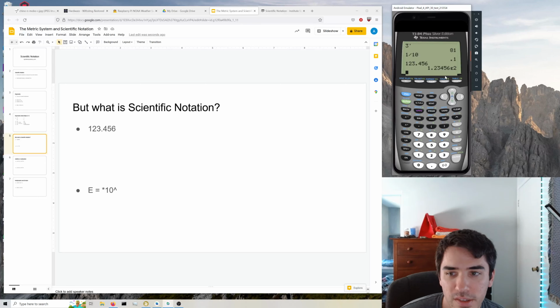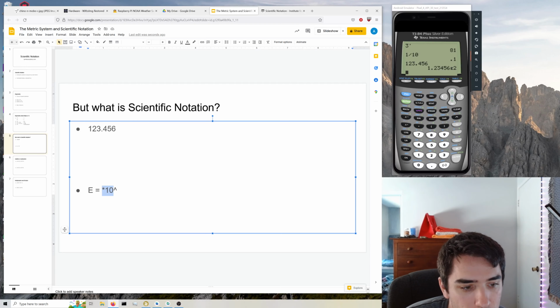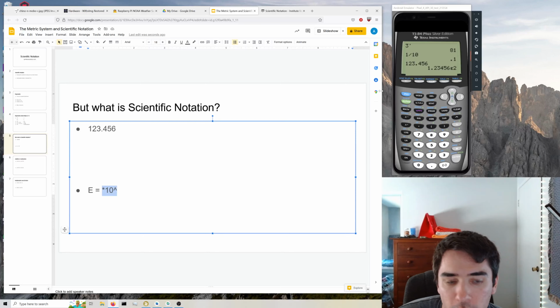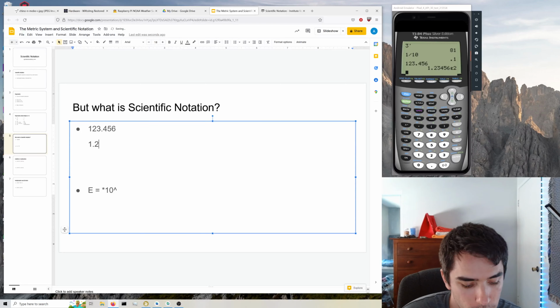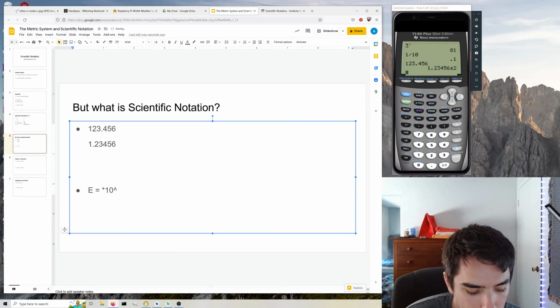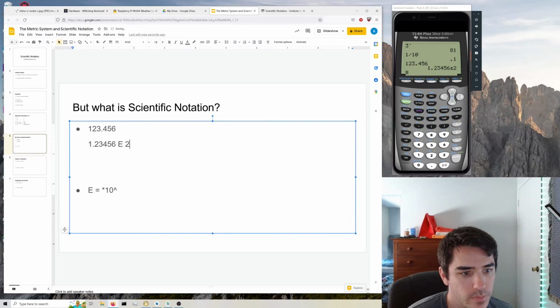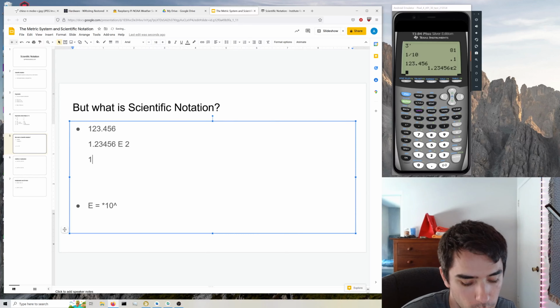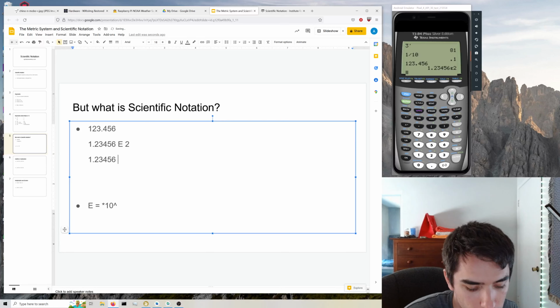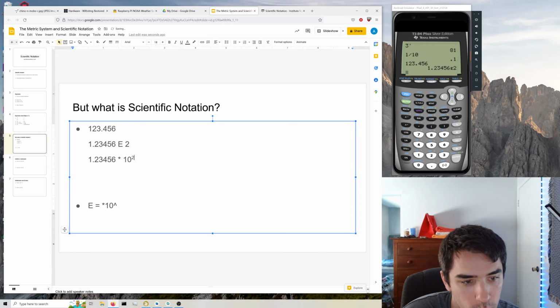You might be asking, what is E? Well, E just represents times 10 to the, and then this number. In this case, what we got was 1.23456 E 2. What that means is that when it says E, it's really saying 1.23456 times 10 to the 2.